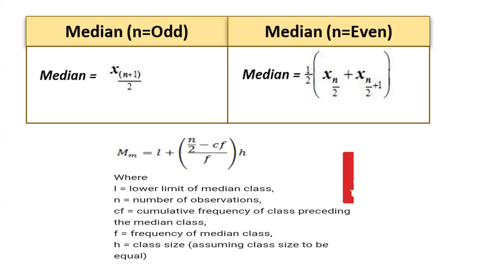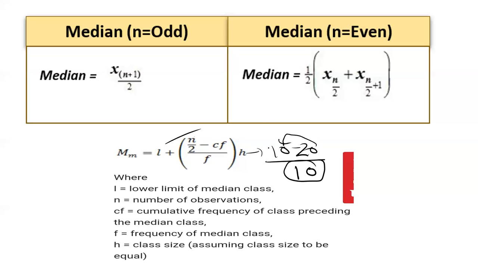Now, when there is a grouped frequency class interval type table, how can the median be computed? Here we will use this formula: L1 plus, in the whole bracket, n by 2 minus CF, in the denominator divided by the frequency, multiplied by h. h is the length of the class interval, meaning that if 10 to 20 is the class interval, h will be 10. The difference between these two values will be h.